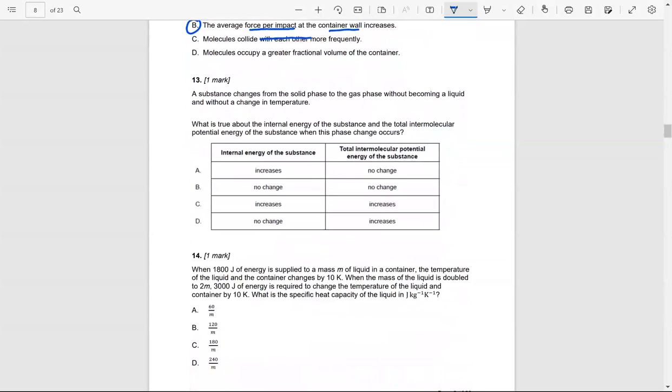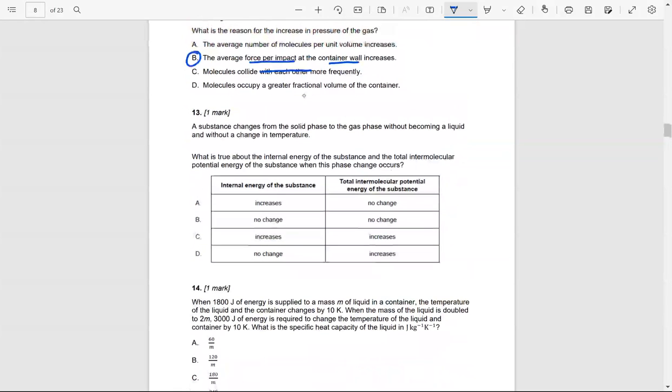Question 13. When you have a change of phase, as you're going from solid to liquid to gas, as you increase the temperature, the internal energy increases, and so does the potential energy of the intermolecular bonds of the substance. So they both increase as you go from solid up to gas. So it's C.